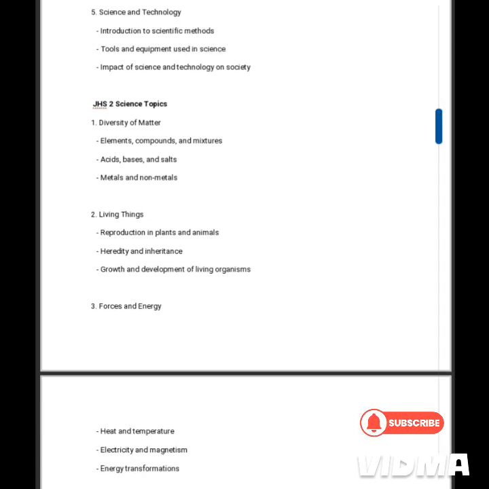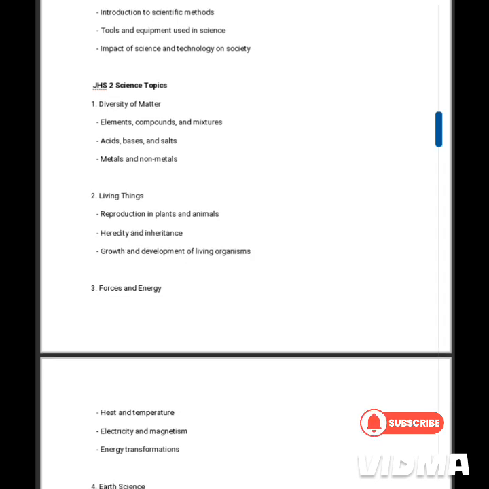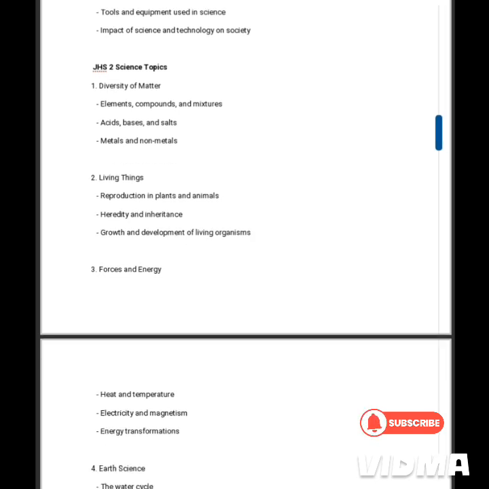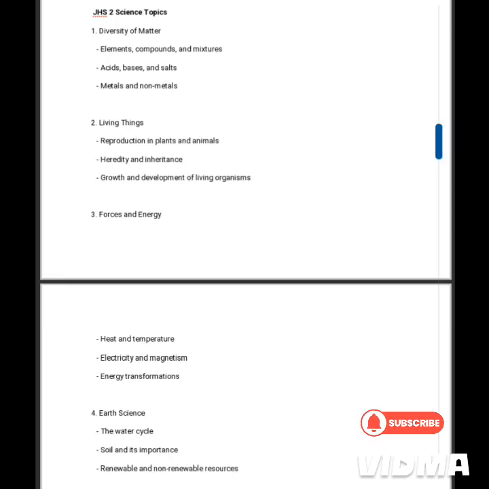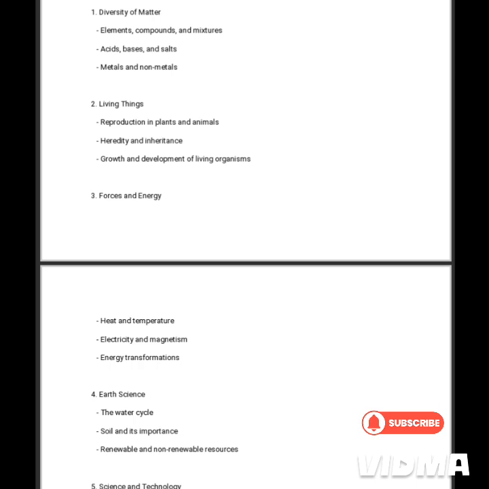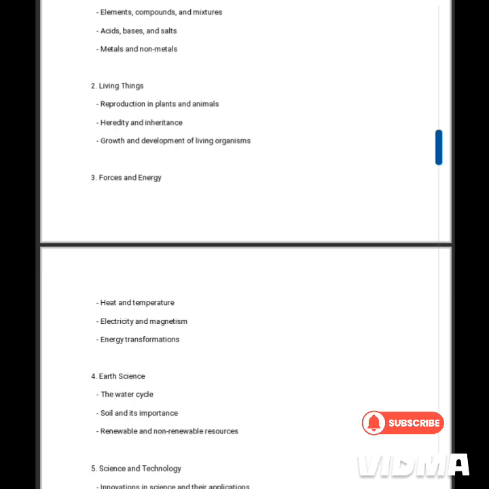4. Earth science: the water cycle, soil and its importance, renewable and non-renewable resources. 5. Science and technology: innovations in science and their applications, environmental impact of scientific discoveries.